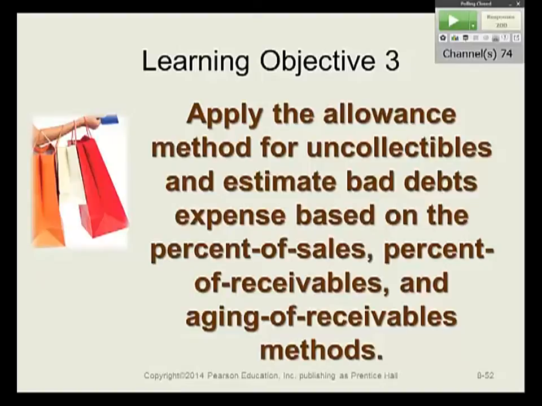The most important thing about the allowance method is not only understanding it in principle, but also understanding the fact that you have to estimate the bad debt. And how do you estimate it? Is it a percentage of credit sales? Is it a percentage of accounts receivable? Or is it an aging?